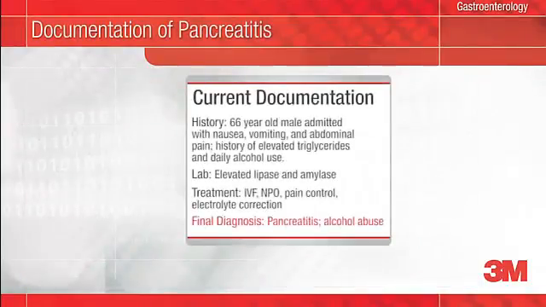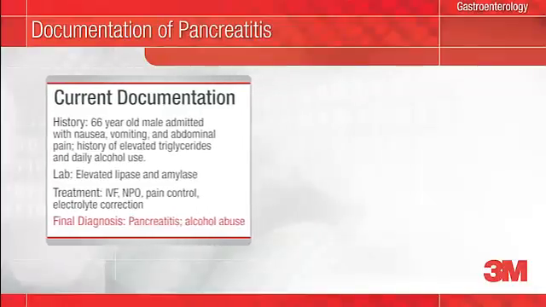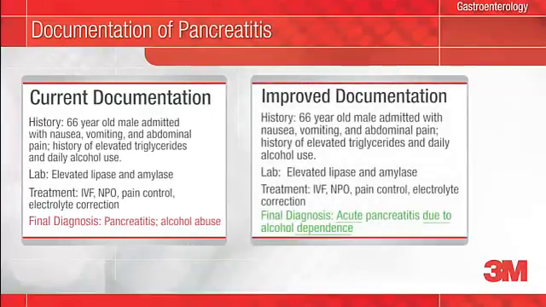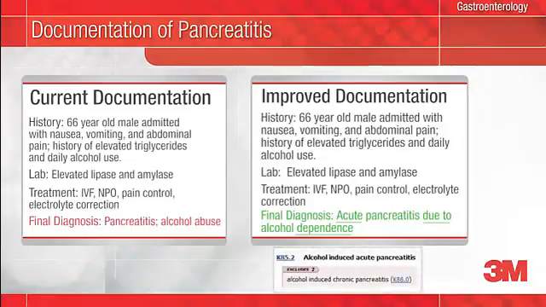We see here in this example of medical record documentation a final diagnosis of pancreatitis and alcohol abuse. There is no statement of acute versus chronic, and there is no linkage between the pancreatitis and alcohol abuse. The final diagnosis on the right tells a better story. It clearly states the pancreatitis is acute and shows cause and effect by stating due to alcohol dependence, which results in the reporting of alcohol-induced acute pancreatitis. The coder is not permitted to assume the alcohol caused the pancreatitis. Only you are able to document and use words such as caused by, due to, or secondary to.